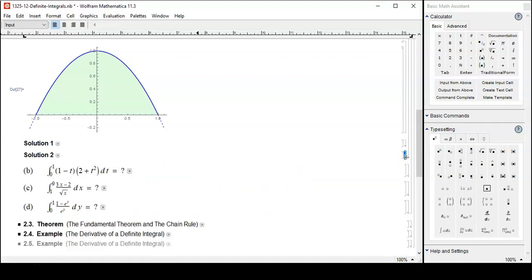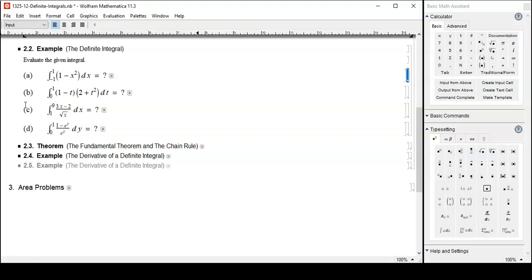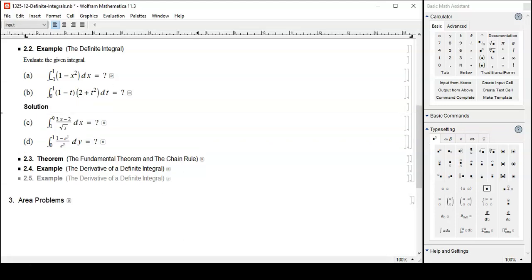Let's see. Do we have enough time for other problems? Okay, here's another problem. Let's go ahead and do that. How about the next problem here?